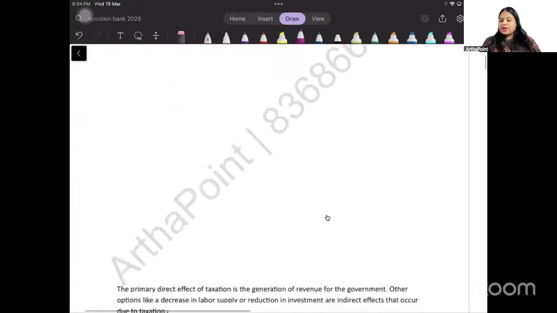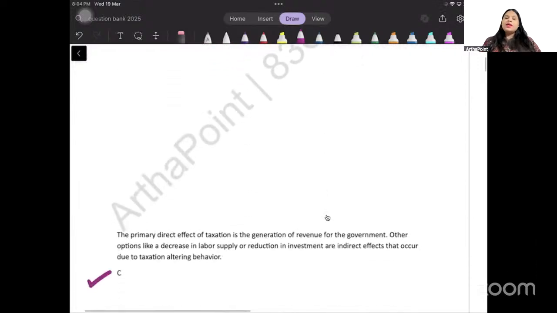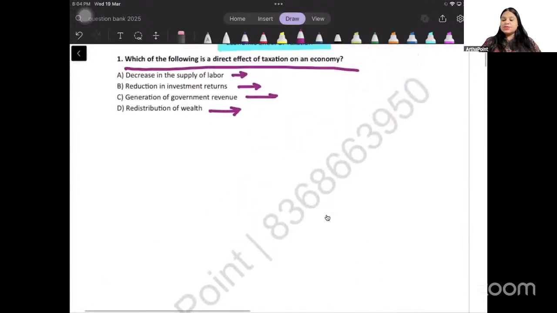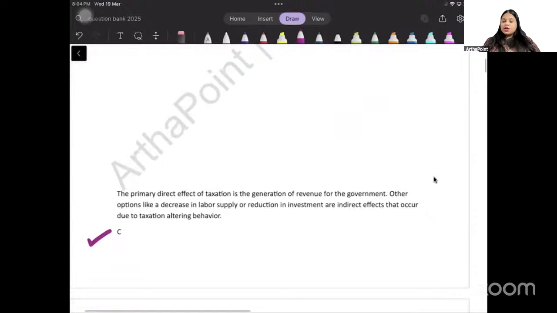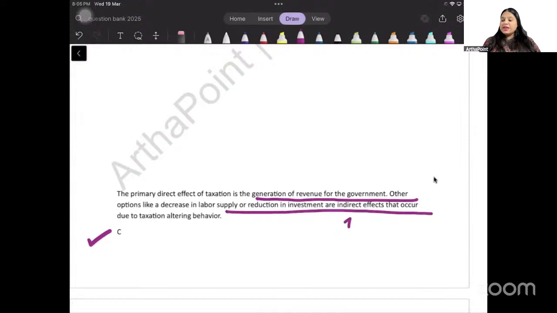So yes, you are right that the answer will be C. The direct effect of taxation is generation of government revenue. The moment government will impose tax, जैसे ही government ने tax लगाया, सबसे पहले क्या होगा? Government will get revenue out of it. Government उससे पैसा कमाएगी. So the correct answer to this question should be C. That is the correct answer. So the primary direct effect of taxation is generation of revenue of government. Other options like decrease in labor supply, reduction in investment are indirect effects that occur due to taxation.